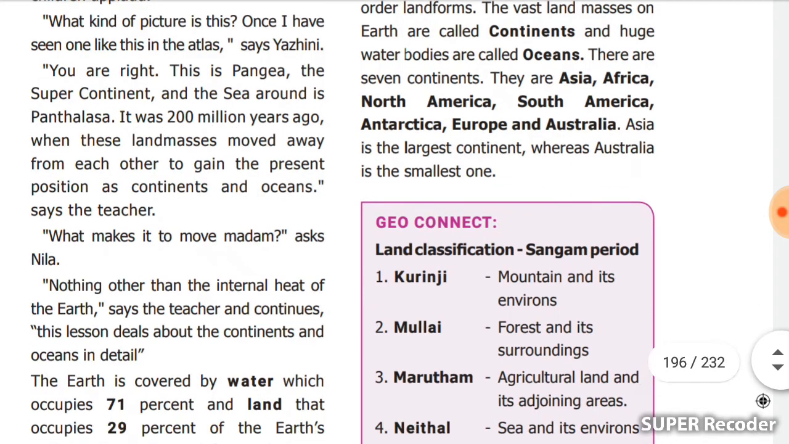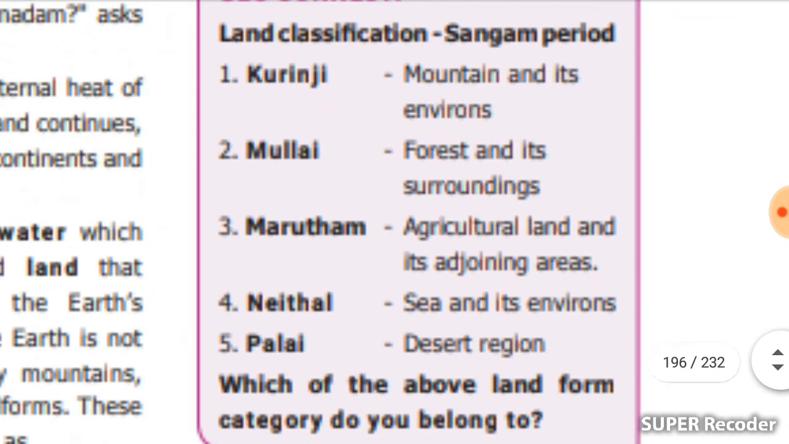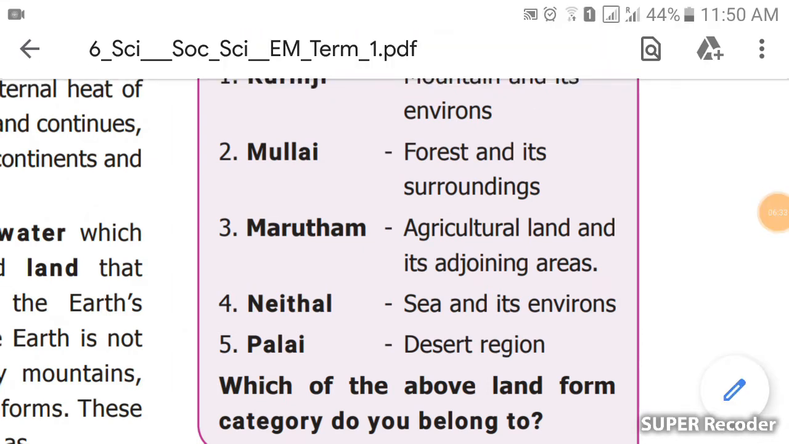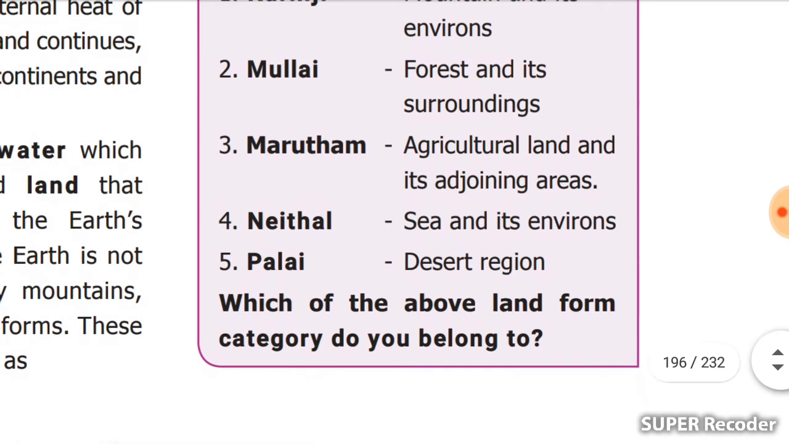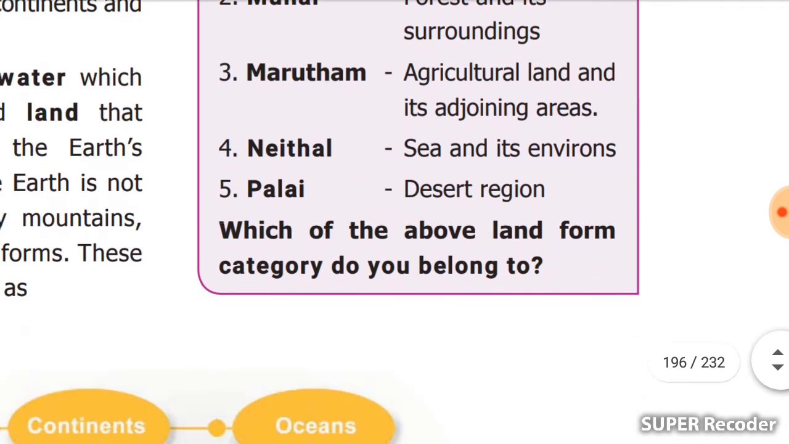Now you can see this land classification from the Sangam period. Which landform category do you belong to? You must identify and write this answer. In Tamil poetry you have Kurunji, Mullai, Marudam, Neidal and Palai. Kurunji is mountain and its environs, Mullai is forest and its surroundings, Marudam is agricultural land and its adjoining areas, Neidal is sea and its environs, and Palai is desert region. Okay, children.